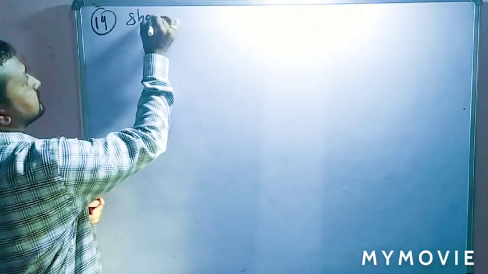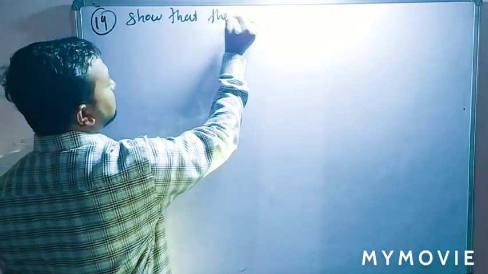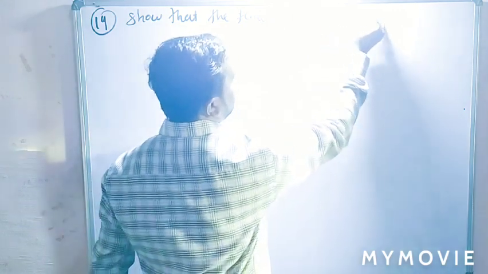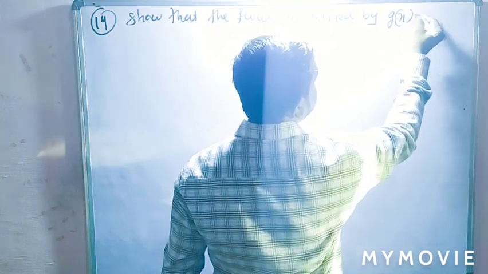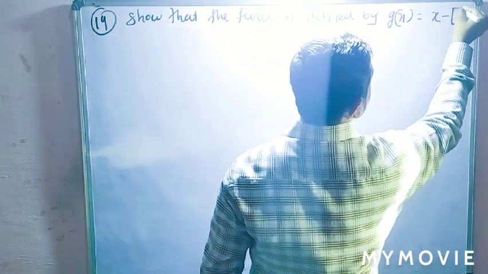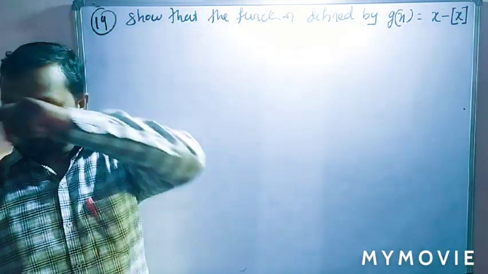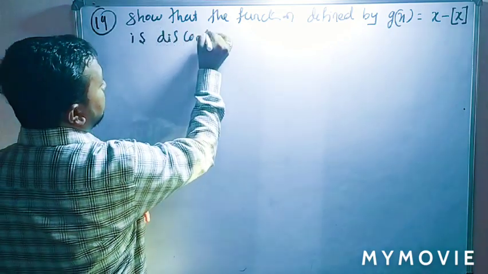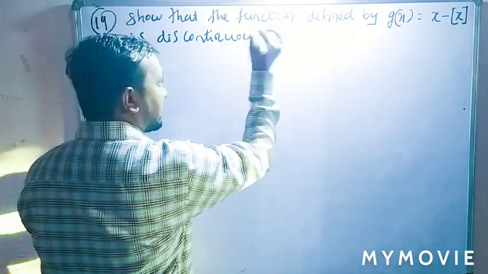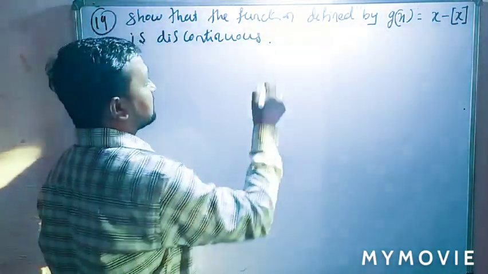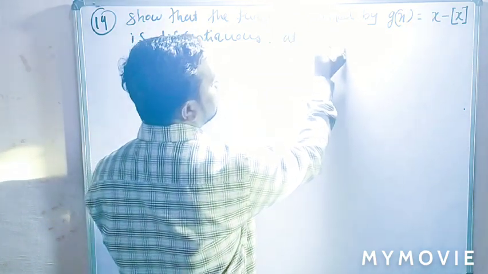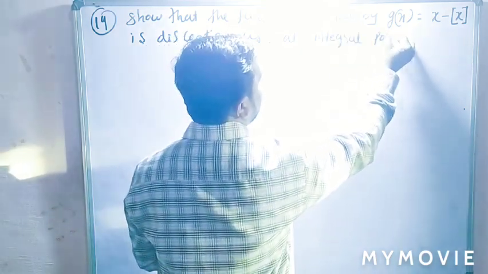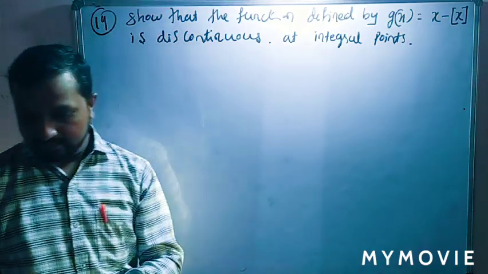Show that the function defined by g of x is equal to x minus greatest integer of x is discontinuous at all integral points. This is the greatest integer example, students.